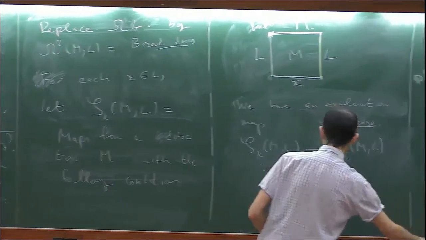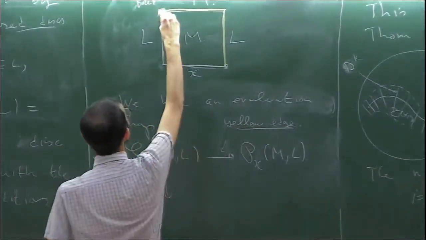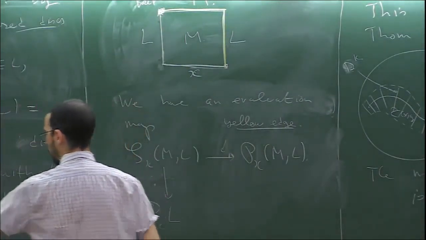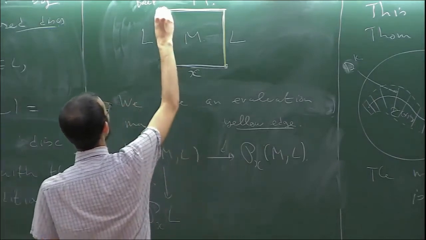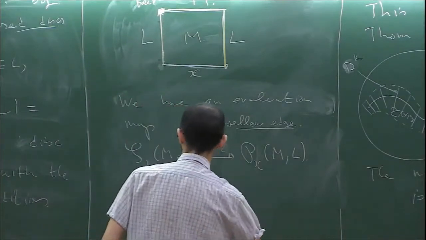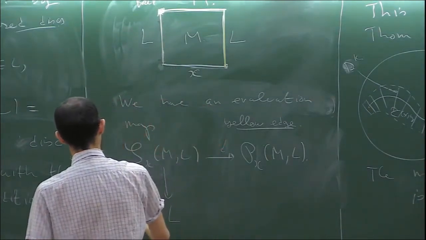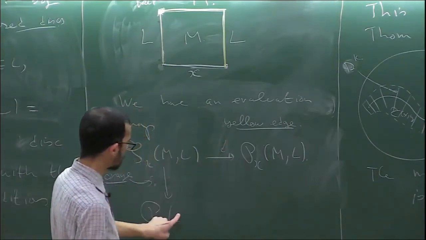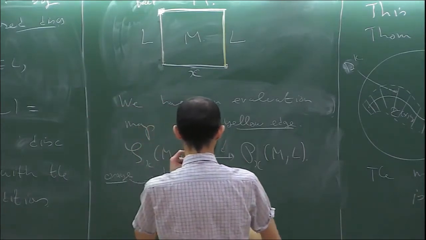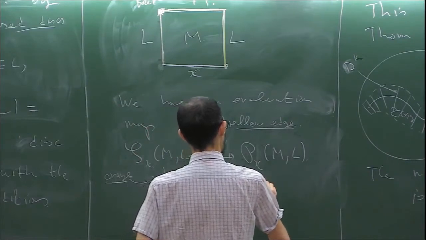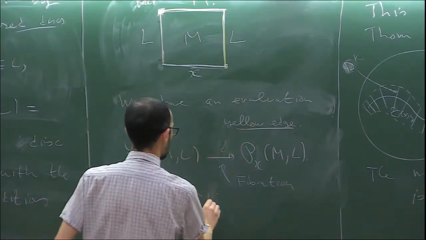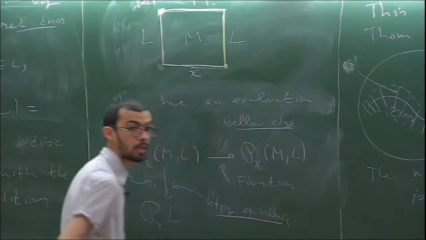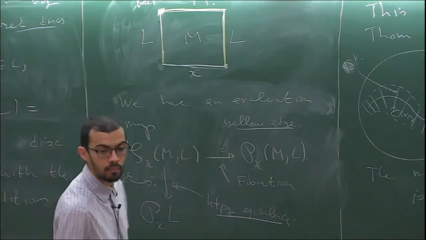But it also has an evaluation map to the space of paths along L from the base point to X, given by the orange edge. So I claim this is a fibration and this is a homotopy equivalence. Is that okay?